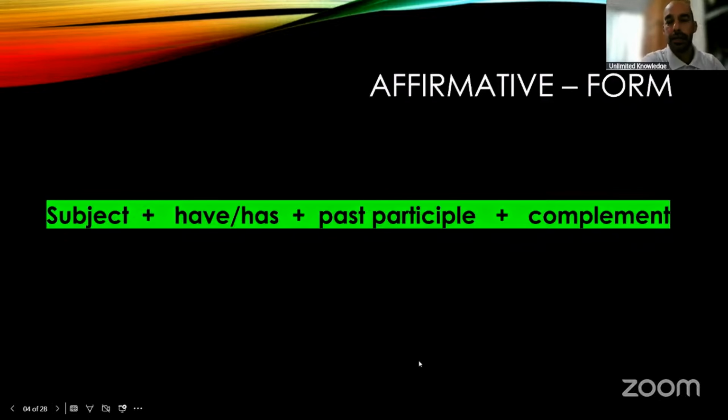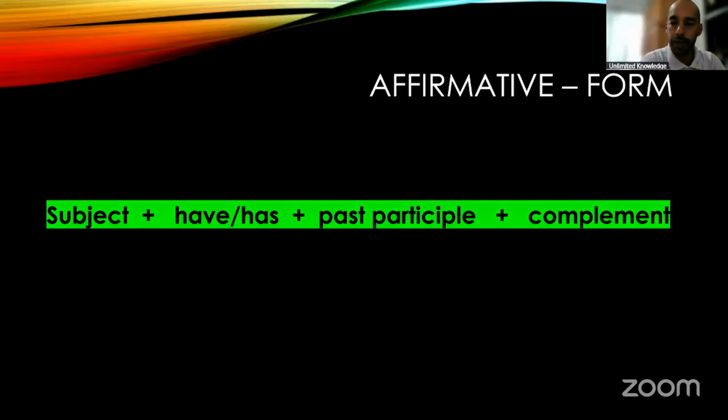So, firstly, our affirmative form. This is the form that we're going to use for positive statements when using present perfect. So, always first, we're going to start with our subject. Then we are going to use either have or has, depending on the subject that we use. Next, we're going to use the past participle. And finally, we are going to use our complement to give context to our sentence.